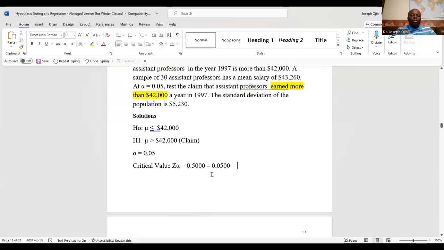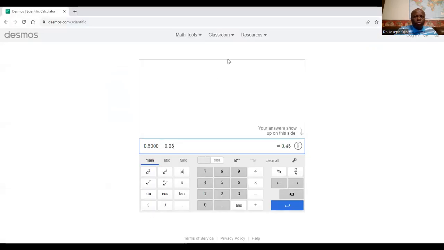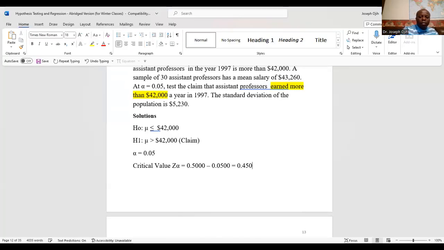I see it now. Okay, good. So we'll go here and say, okay, 0.5 minus 0.05. So we get our answer as 0.45. So we go back and say 0.45. You know, there are always 3 digits. That gives us the critical value of the answer we'll get here.